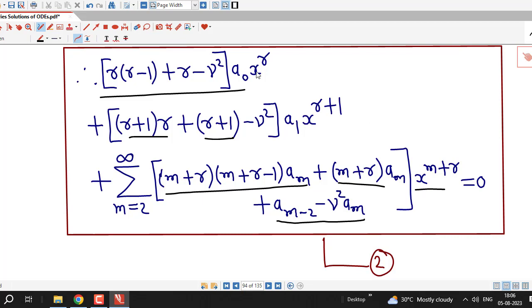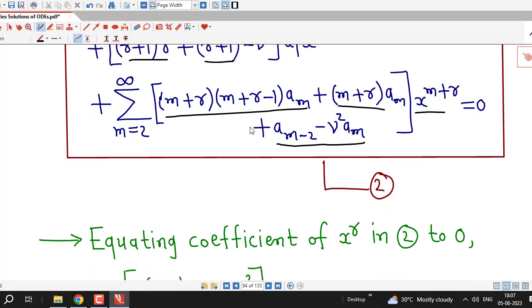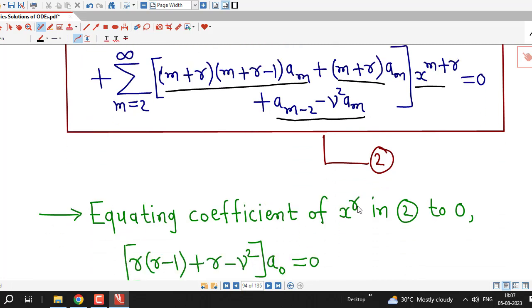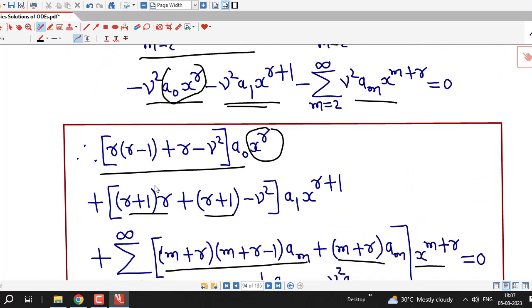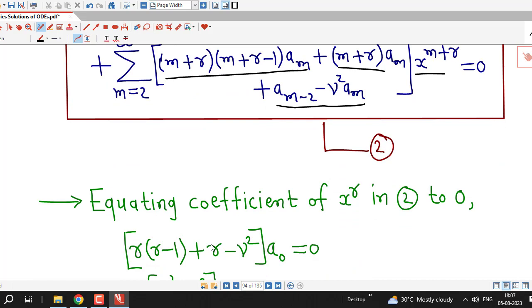Next step is, first we compare the coefficients of the lowest power of x, which is x^r here. Right hand side is 0, that means the coefficient of each power of x must be 0 for this equation to hold. So first I have compared the coefficients of x^r, or I have written that equating coefficient of x^r to 0, that is this must be 0, that I have written here.